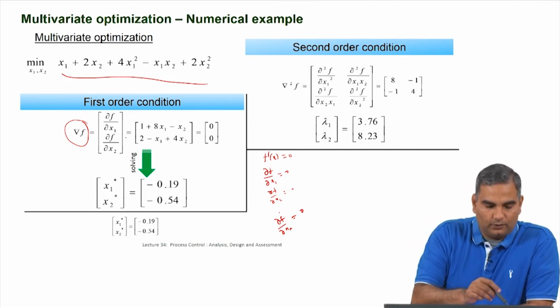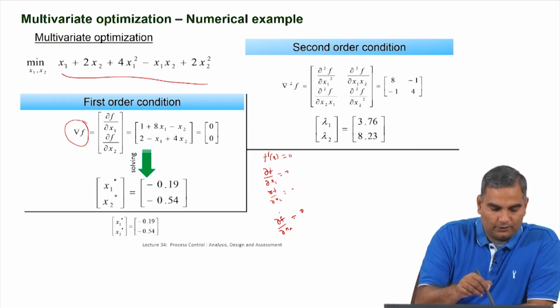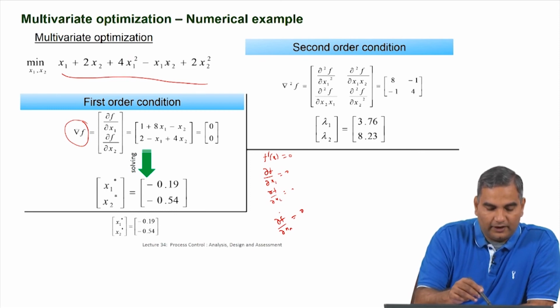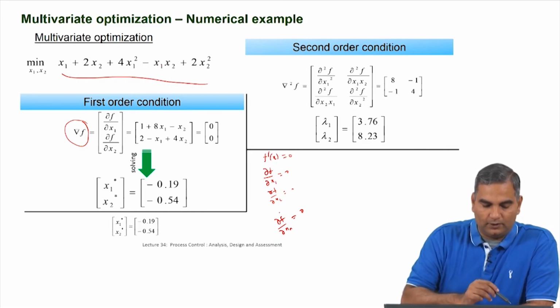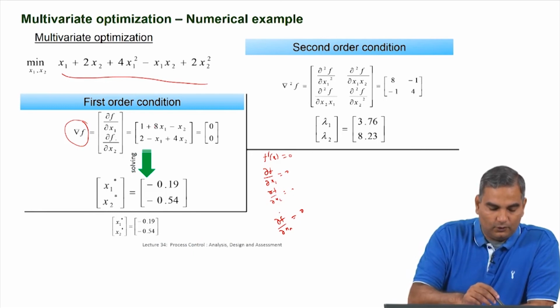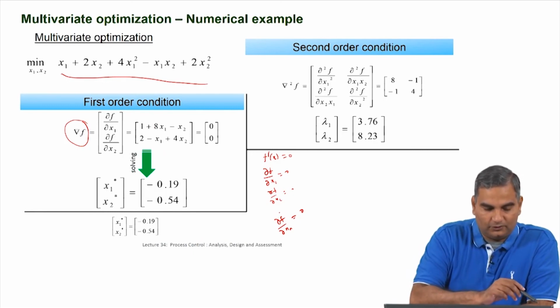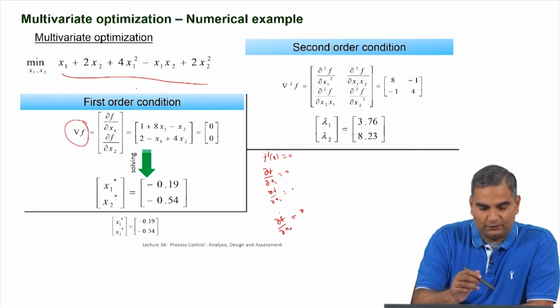So, when we do ∂f/∂x1, the partial of x1 with respect to x1 is 1, the partial of x2 with respect to x1 is 0, the partial of 4x1 squared with respect to x1 is 8x1, and the partial of x1 x2 with respect to x1 is x2. So, I have ∂f/∂x1 as this. Similarly, if I go ∂f/∂x2, the partial of x1 with respect to x2 is 0, the partial of 2x2 with respect to x2 is 2, the partial of 4x1 squared with respect to x2 is 0, the partial derivative of minus x1 x2 with respect to x2 is minus x1, and the partial derivative of this with respect to x2 will be 4x2.